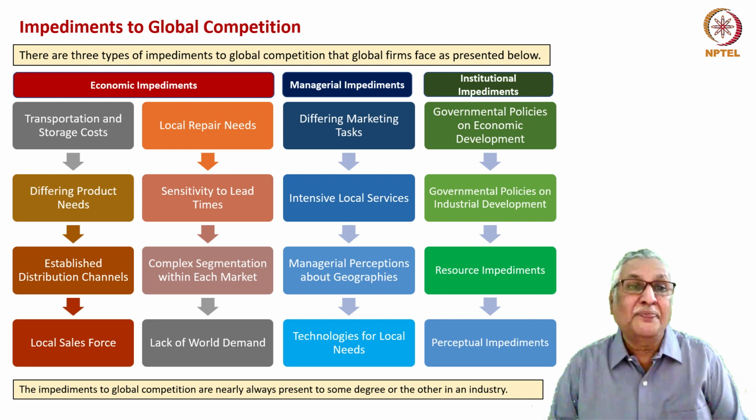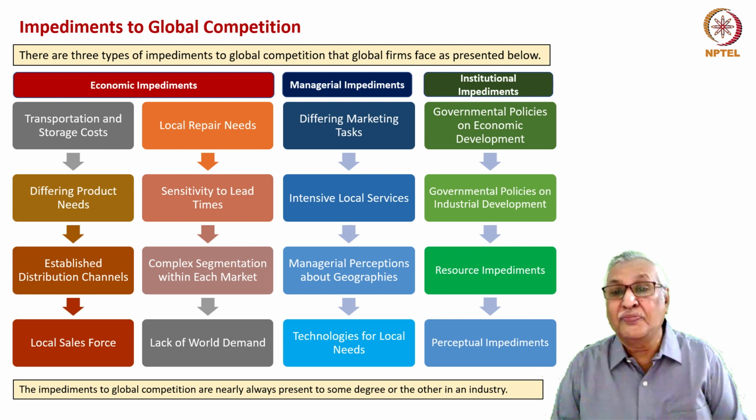There are impediments to global competition. There are three types of impediments to global competition that global firms face as presented below. The first class is the economic impediment class. We have transportation and storage costs, differing product needs, established distribution channels, and local sales force as some of the primary line items. Along with this, we have economic impediments related to local repair needs, sensitivity to local lead times, complex segmentation in each market, and lack of world demand. These constitute impediments which have expressions in terms of the economics of global production.